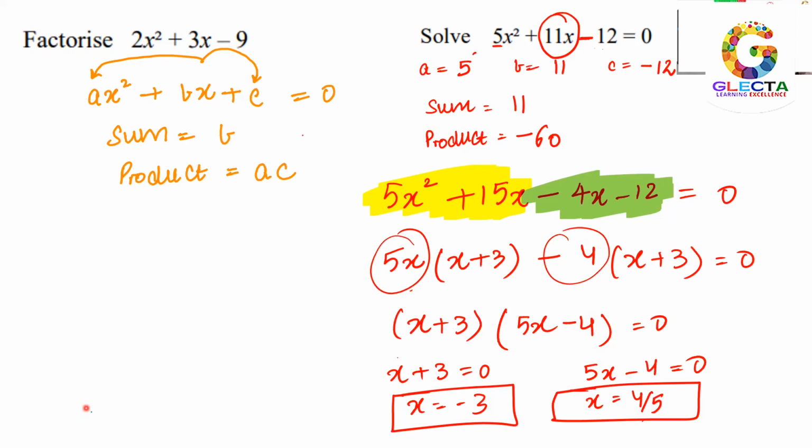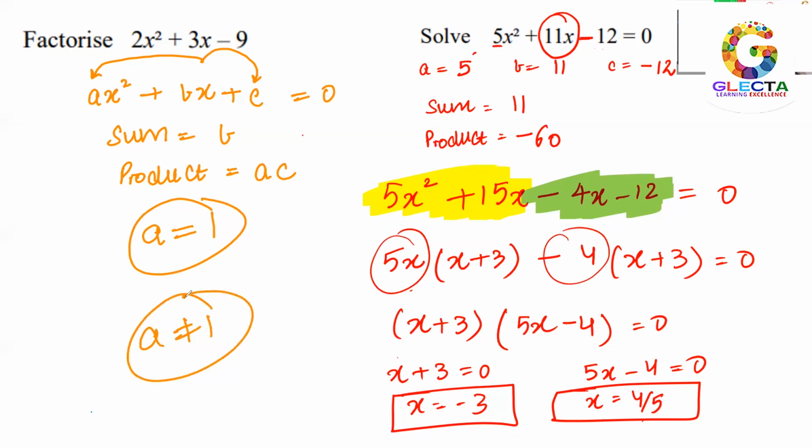And after this, we did these questions of factorization: grade 5 topic when A is equal to 1, grade 7 when A is not equal to 1. This is quadratic factorization. After this, we have quadratic formula. Again, finding out A, B, and C. That's the real deal over there.